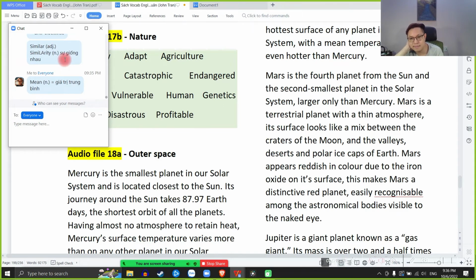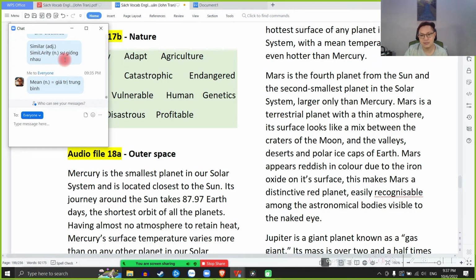Its surface looks like a mix between the craters of the moon and the valleys, deserts, and polar ice caps of Earth. Nhớ nha, trái đất không phải là chiếc trái đất, con trái đất không có đờ ở đây. Remember, Earth does not have the before it.